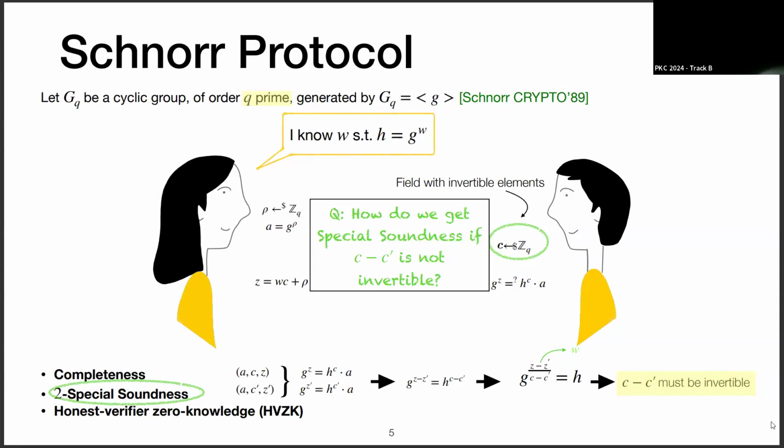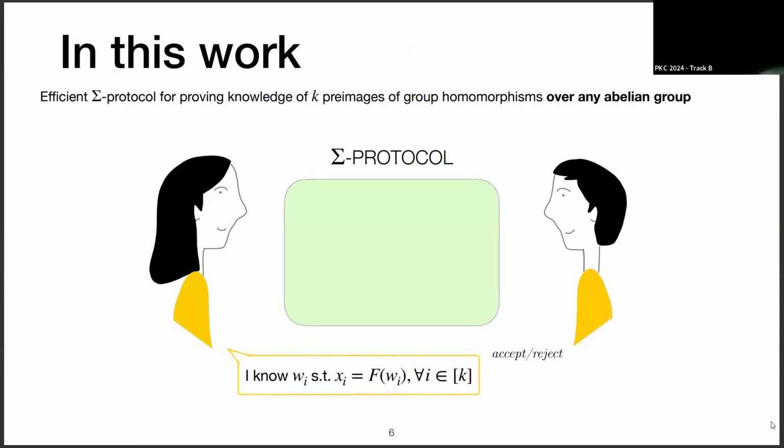So the question now is, how can we get to special soundness if we're not in this case? For instance, let's say that we are working over a group that does not have prime order, or for which even the order is unknown. This is the motivation for our work. In this work we present a construction of a Sigma protocol that can prove several preimages of homomorphisms defined over any abelian group, obliviously to the structure. So even for groups of unknown order.